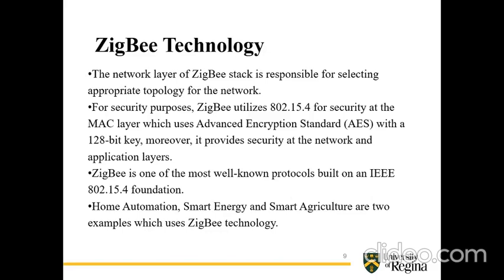Zigbee uses the Advanced Encryption Standard with a 128-bit key algorithm. It provides security at the network and application layer. Zigbee is one of the most well-known protocols built on the IEEE 802.15.4 foundation. Home automation, smart energy, and smart agriculture are three examples which use Zigbee technology. So these are the main three examples.